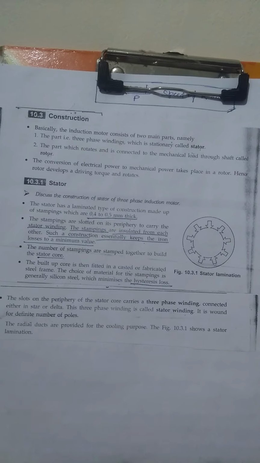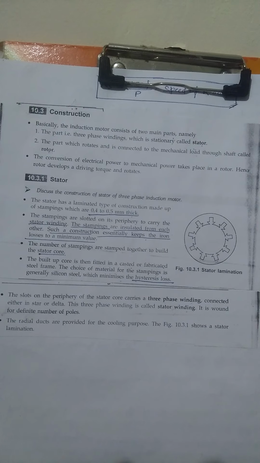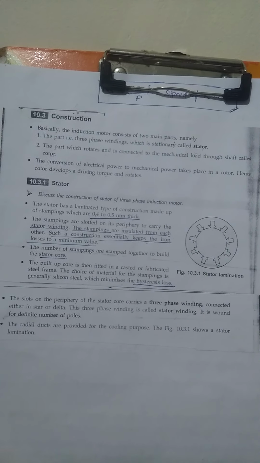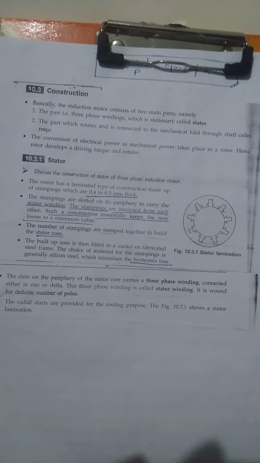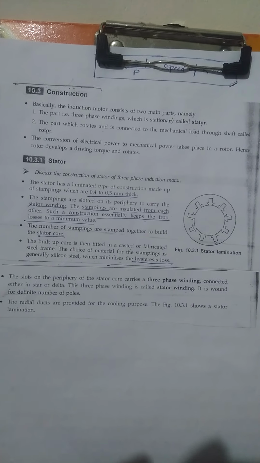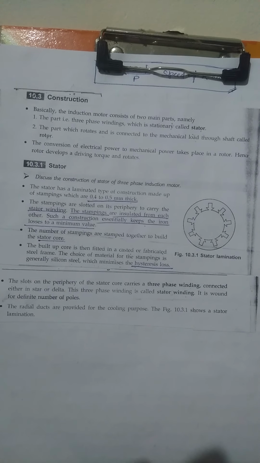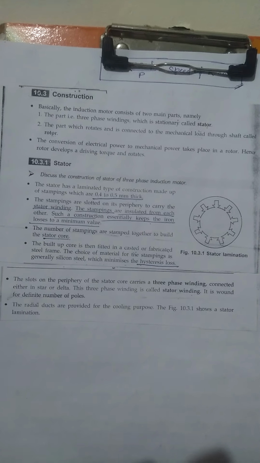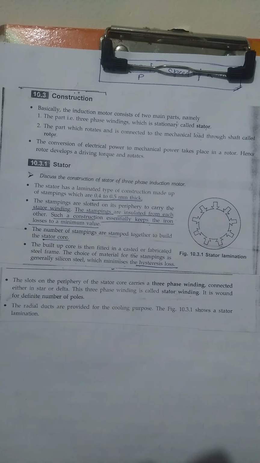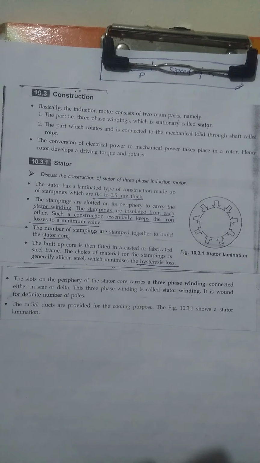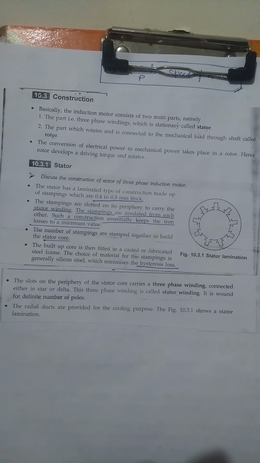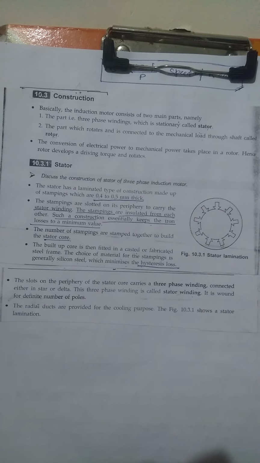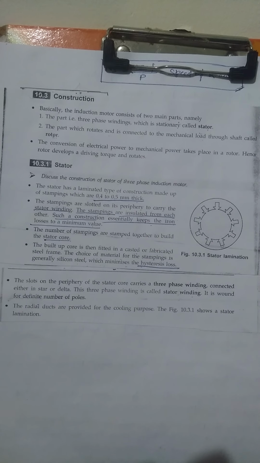Discuss the construction of the stator of a three-phase induction motor. The stator has a laminated construction made up of stampings. Just see the figure, stampings. The thickness is 0.4 to 0.5 mm. The stampings are slotted on the periphery to carry the stator winding. The stampings are insulated from each other to minimize some losses. A number of stampings are stamped together to build a stator core.